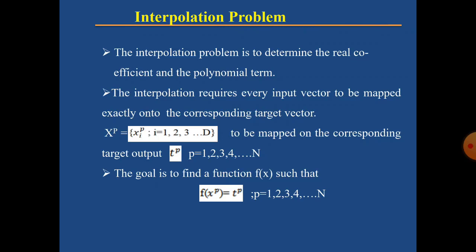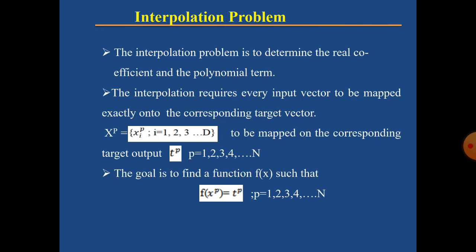Here the interpolation problem is to determine the real coefficients and the polynomial terms. So you know what a coefficient is. For example, if you take a small expression like ax square plus bx plus c, what is a? A is the coefficient. In ax square, that 2 is the exponent.